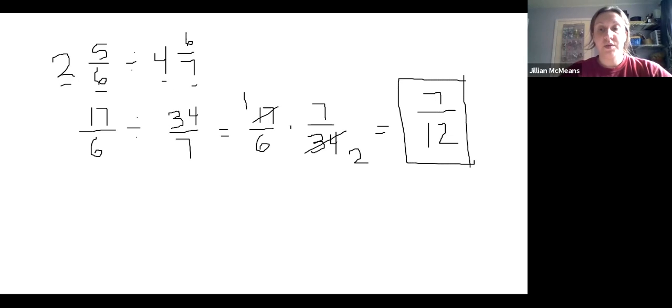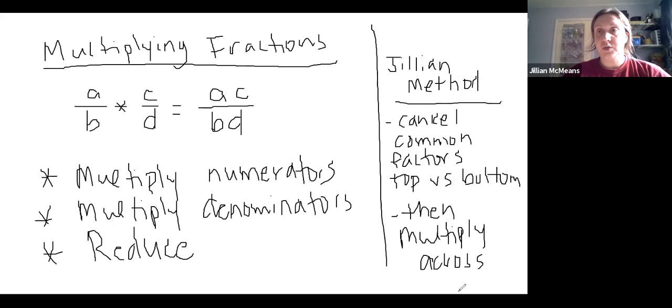Okay? So this video, just a quick recap. Go back a few pages. Multiplying fractions, you multiply across and then reduce. However, in Jillian's world, it's going to be a heck of a lot easier if you try to reduce as you go. So look for common factors top to bottom, divide them out, and then multiply across. And you can see the examples we did.